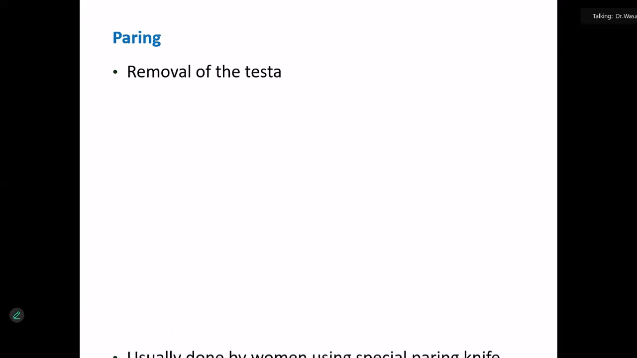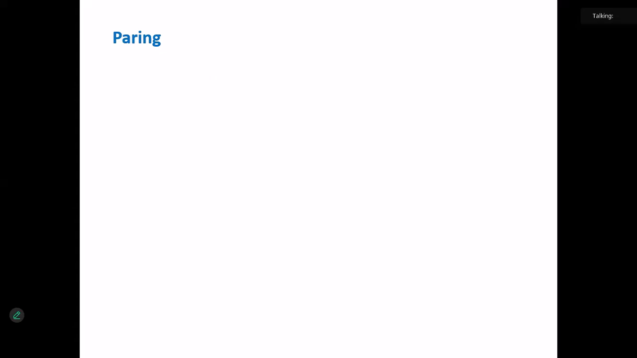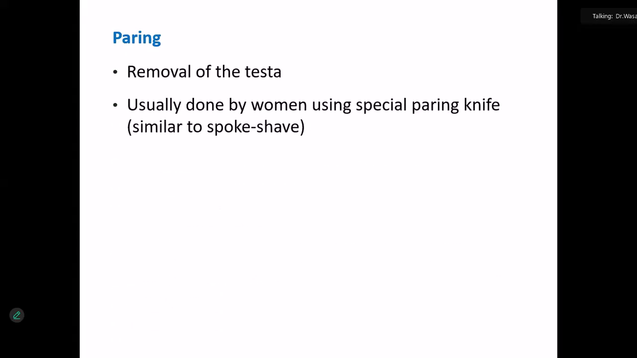You have to remove it. Why? You have to take the white, pure white color DC. There should not be even a single piece of testa. That is the main problem of DC. There should not be even a single brown color piece. So removal of testa is normally done by women, with a pairing knife.